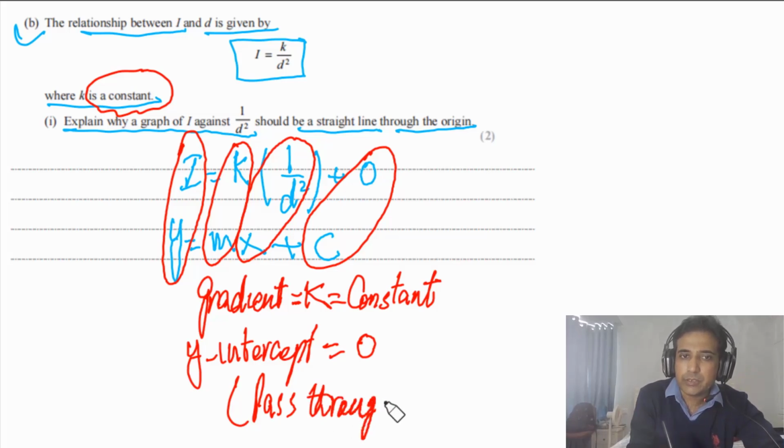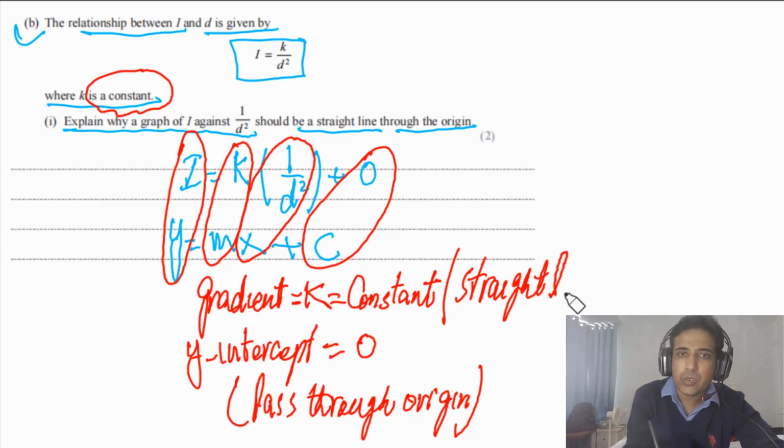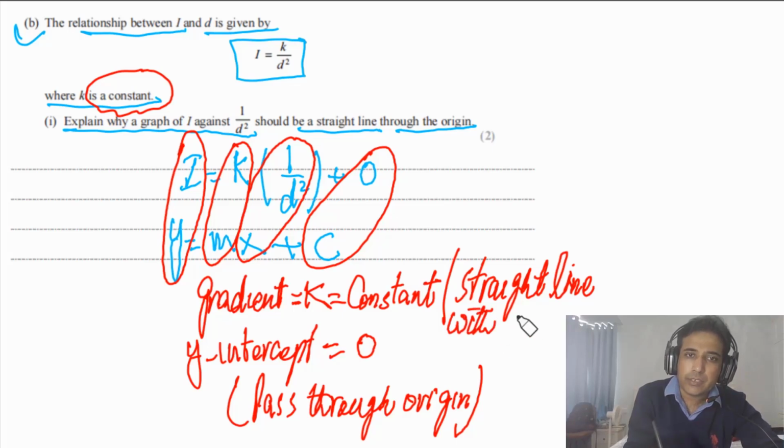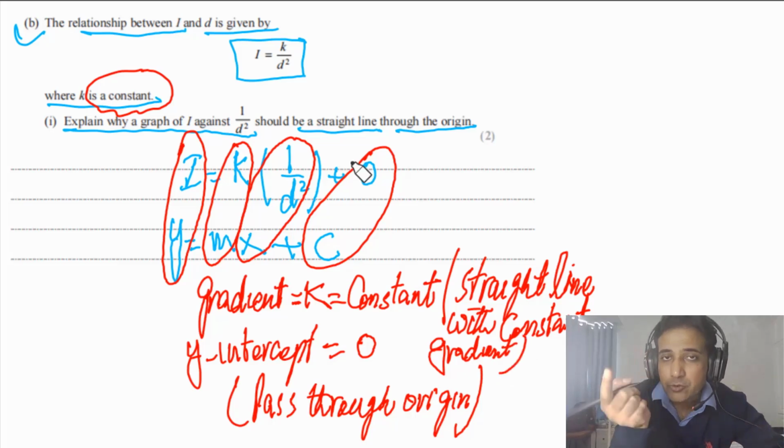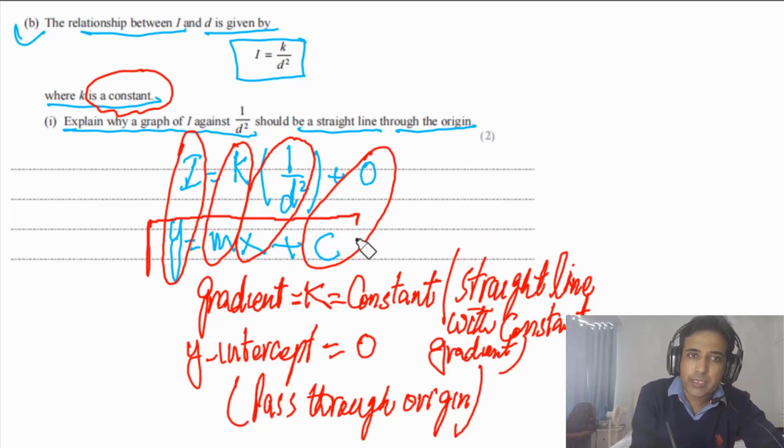So you can say it passes through the origin because the y-intercept is equal to 0, and the gradient is constant, so it has to be a straight line. It is a straight line with constant gradient, or we can say with only one value of gradient. This is how you can answer the question. It is a very common question also. Any equation that is given to you, most of the time you simply need to compare with the straight line equation.